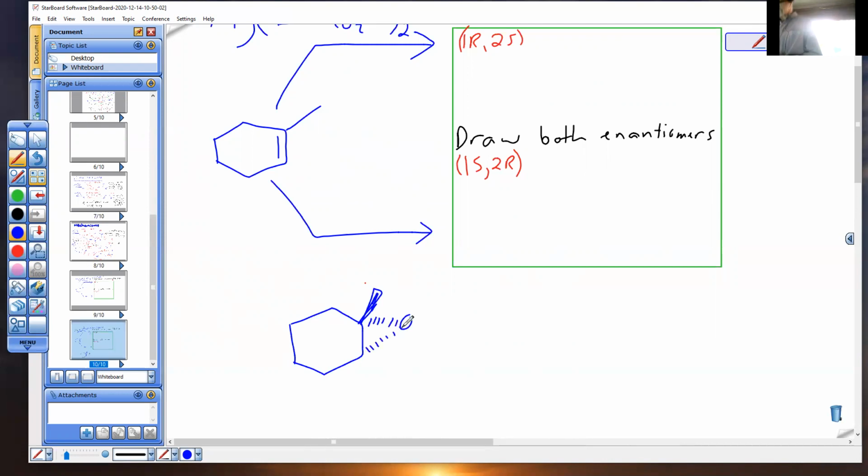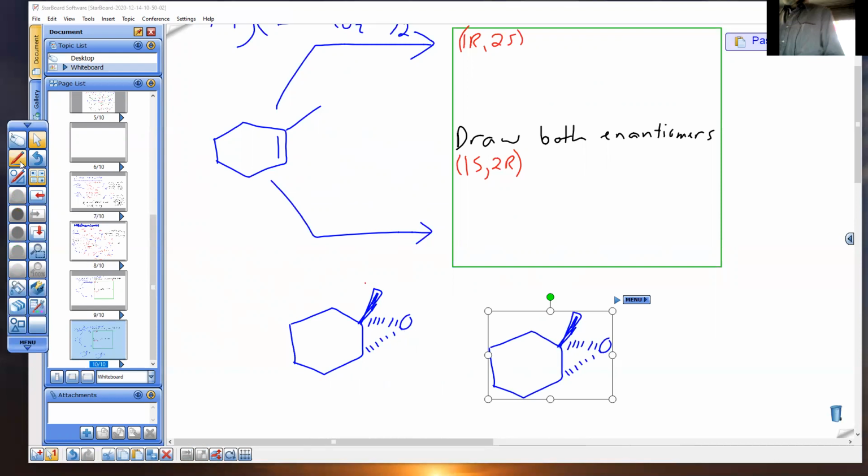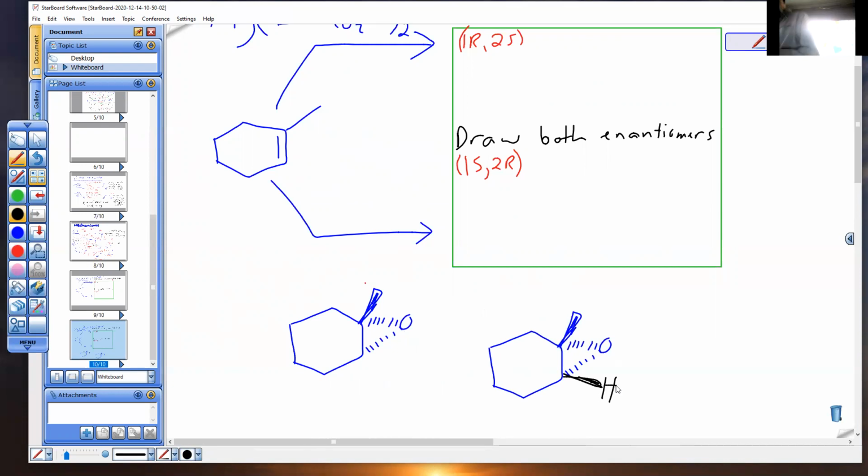There's one of them. Did I get it all drawn at the same time? I did. Okay. Now, if that's the molecule, then doing R and S on it, realize there's an H here. And that's okay to have an H on a wedge, isn't it?